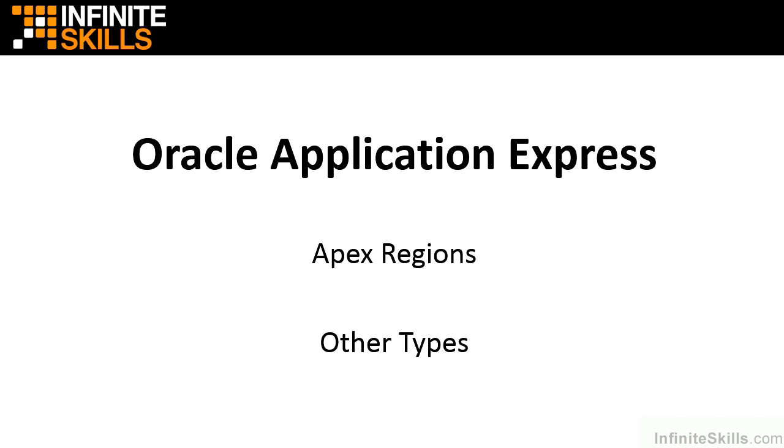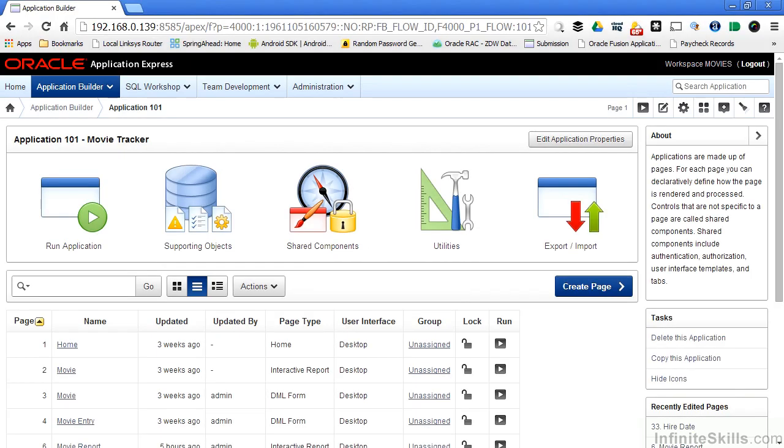Welcome to Oracle Application Express Apex Regions, Other Types. The lessons up to this point have taken a look at the most common interface elements that we see in Oracle Application Express. This lesson is going to take a look at some of the other types that are available to you. These other types are not as common as the other interface types that we've seen up to this point, but it's important to understand how they work inside of Apex.